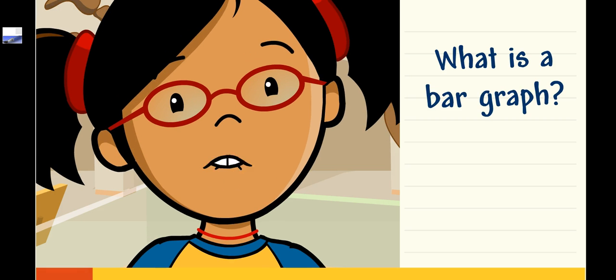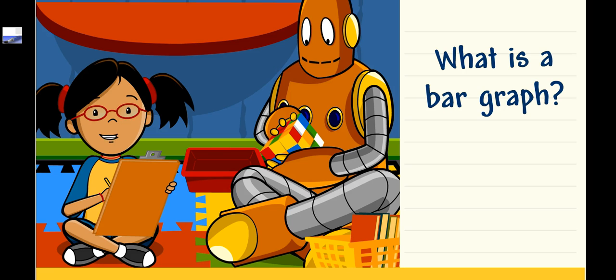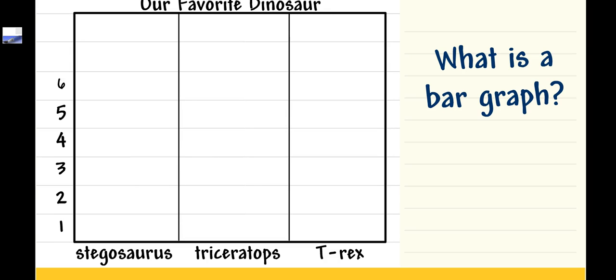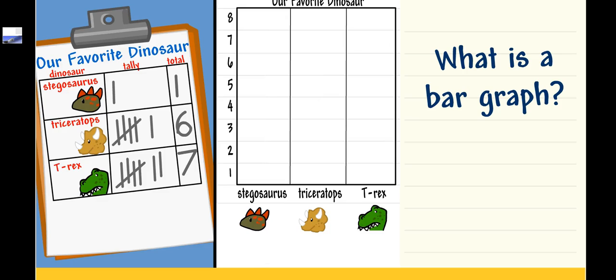What is a bar graph? A bar graph is a way to organize and show data. You can write the categories on the bottom. The 3 dinosaurs are the categories. Then you can write the numbers on the side. The numbers in our bar graph show how many people voted for each dinosaur. Let's see. 1 student liked the Stegosaurus the best, so I fill in 1 square. 6 people voted for the Triceratops, so I color in 6 squares. 7 people said the T-Rex was their favorite dinosaur.